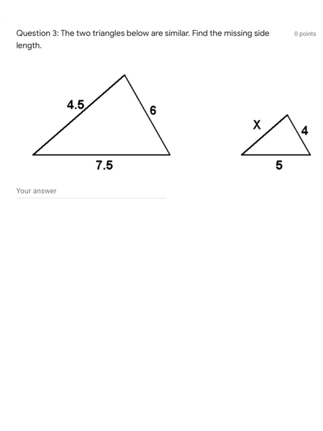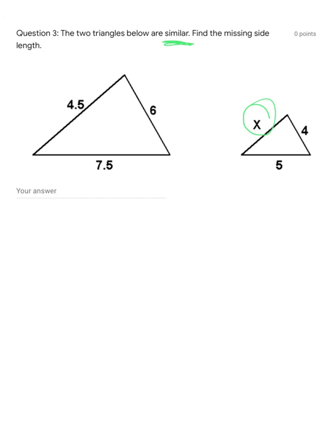So in this last problem, we have the two triangles below are similar. Find the missing side length. So once again, they're telling us the triangles are similar. So we know the ratios of corresponding sides are equal. We're going to set up a proportion to solve. So we have a couple sets of corresponding sides, and we're asked to find x. So we want to solve for that missing side length.